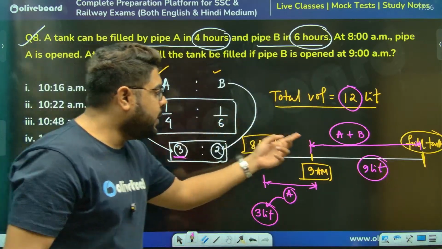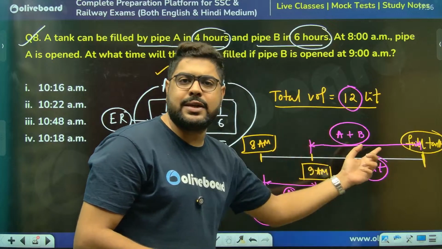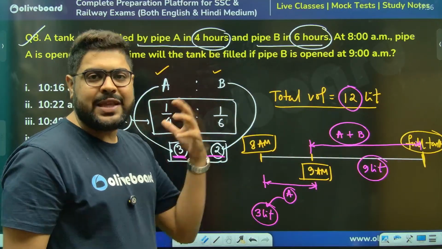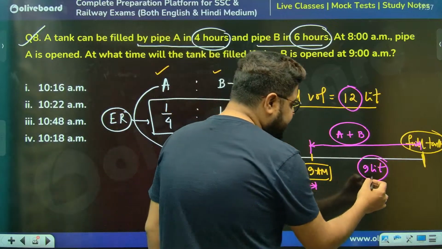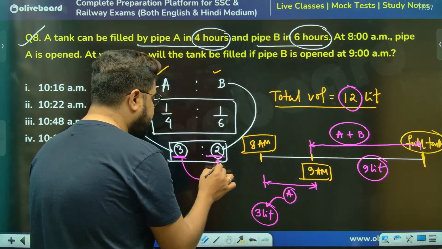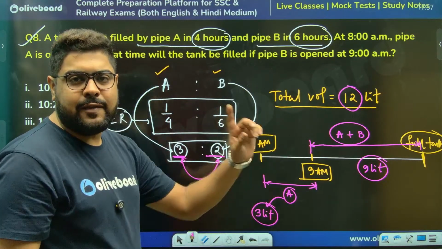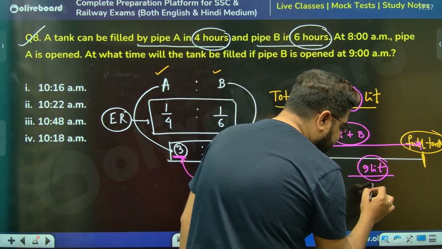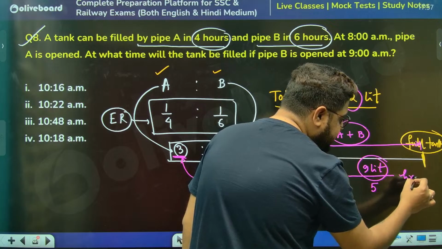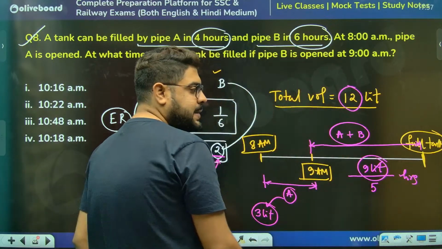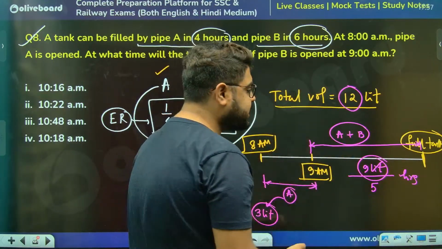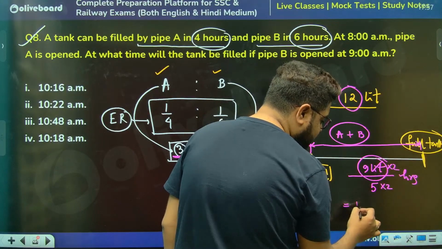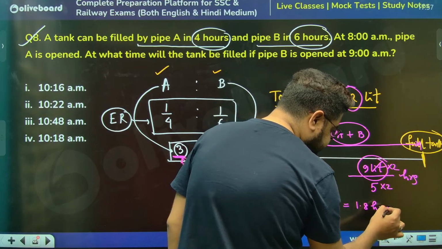Now, who is filling these 9 liters? A and B together. If they work together, A fills 3, B fills 2. So they fill 5 liters of water together. So 9 liters they will fill in how many hours? Total divided by efficiency: 9 by 5, which is 1.8 hours.